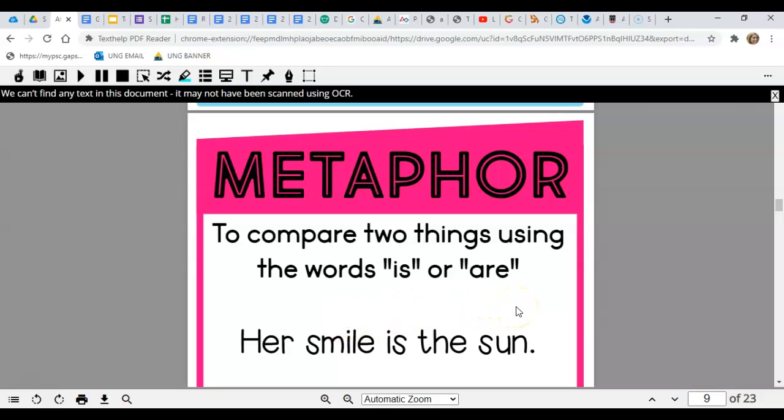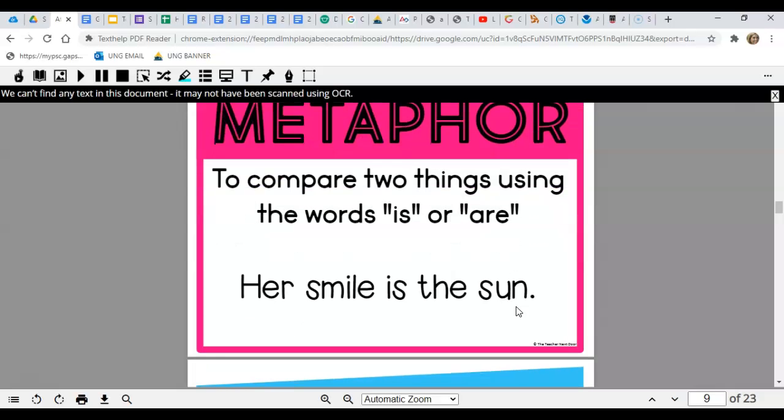Her eyes were diamonds. Okay, so that's a different tense of the word, but you can see it's comparing your eyes to diamonds. It's saying it is that, two unlike things.